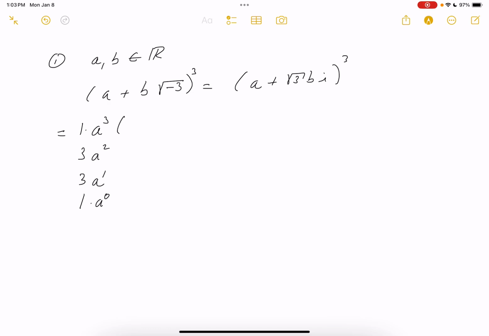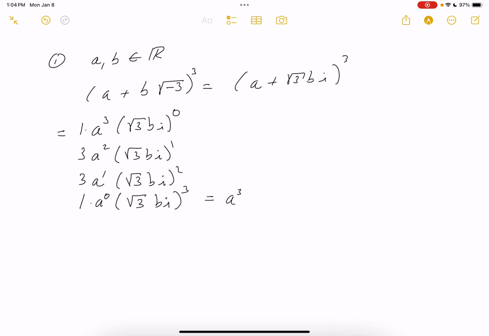Let's do the other one. There's going to be zero of these things over here. Then there's going to be one of those things. Then there's going to be 2 of those things. And then there's going to be 3 of those things. And I've got to figure this out. It doesn't look that bad, by the way. For example, the first term is just a cubed. That's done.